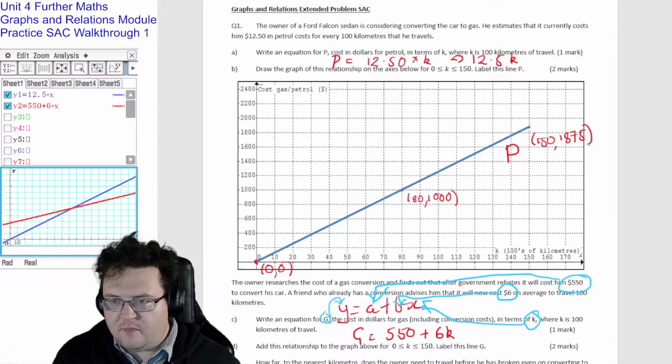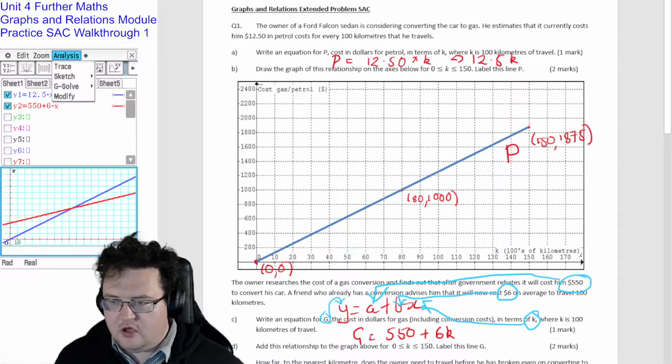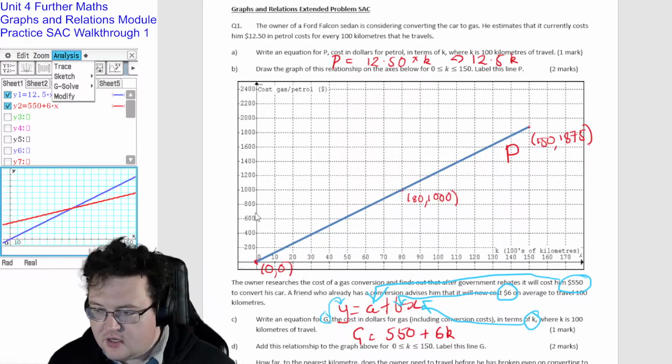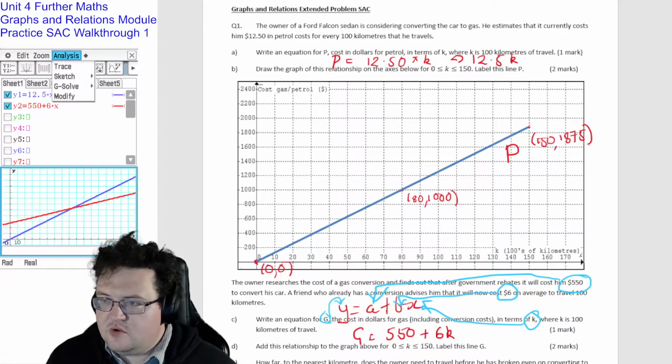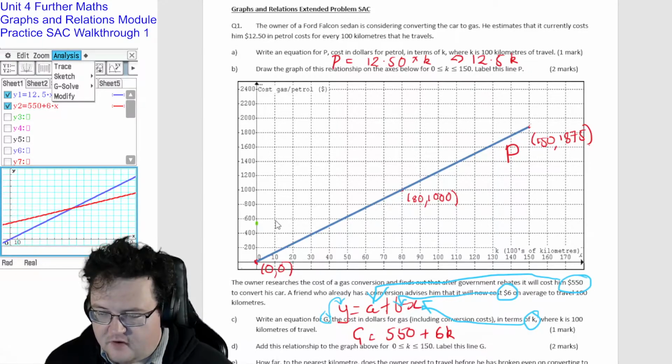So we're going to add this line. First things first, let's grab an intercept. Obviously, when you haven't driven anywhere, all you have to worry about is the cost of the conversion. So I'm going to do these dots in green. Halfway between 400 and 600 is 500. Halfway between 500 and 600 is going to be 550. So that's where my first mark is going to be. That's going to be at 0, 550.